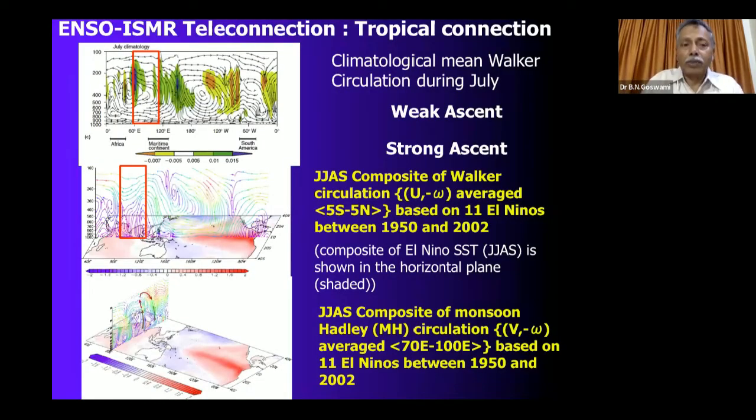Now, how does it affect the monsoon? It affects through this teleconnection, equatorial teleconnection, through what is known as the Walker circulation.